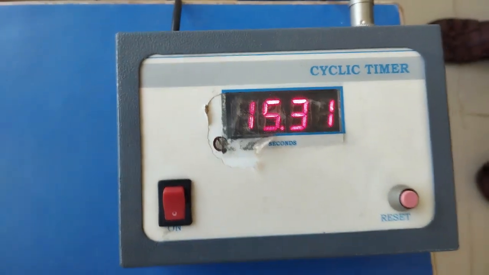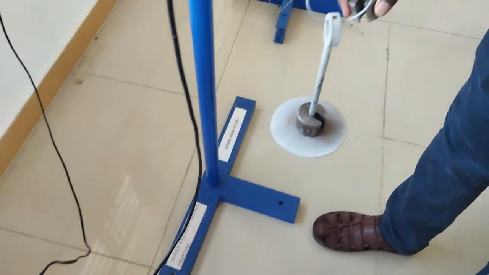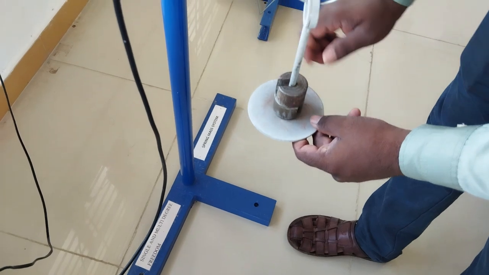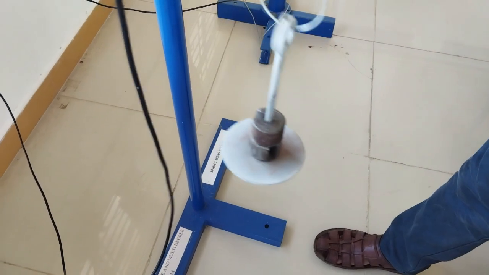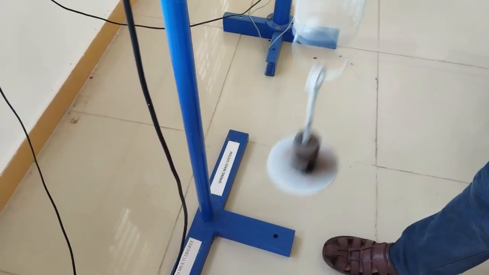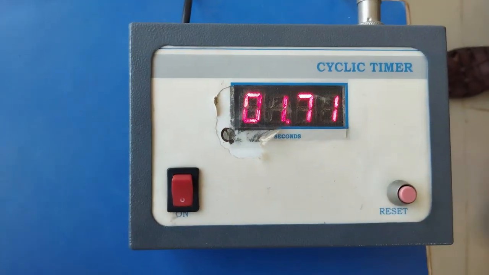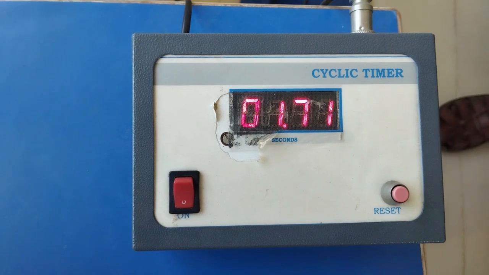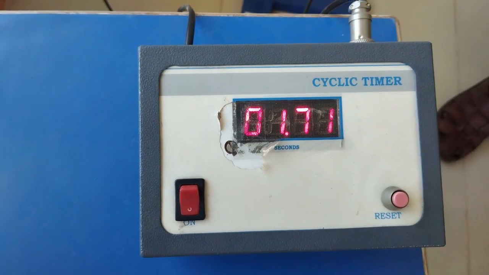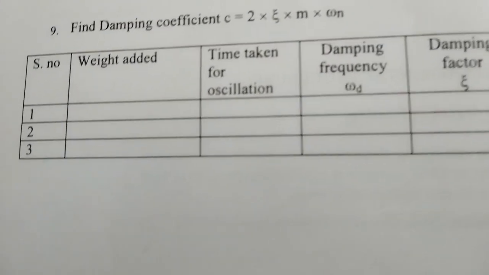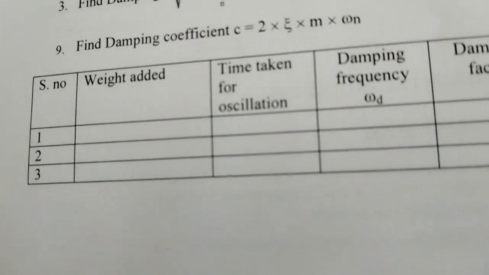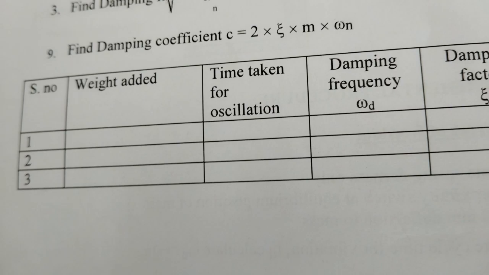We got 15.31 seconds for the 100 grams mass, and now we add another 100 grams. Next we added the 200 grams and noted the time taken for one oscillation, and then we go for the model calculation. We take three readings: for 0 mass, 100 grams and 200 grams. The time taken will be noted, and then the damping frequency, damping factor and damping coefficient we are going to calculate.